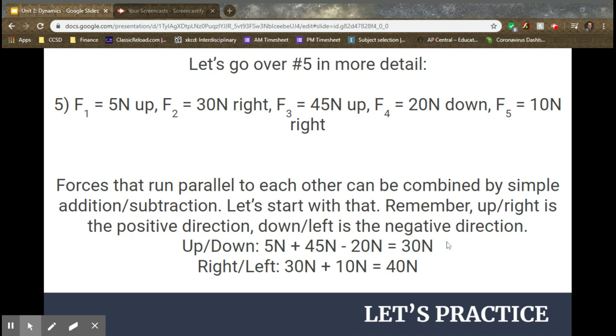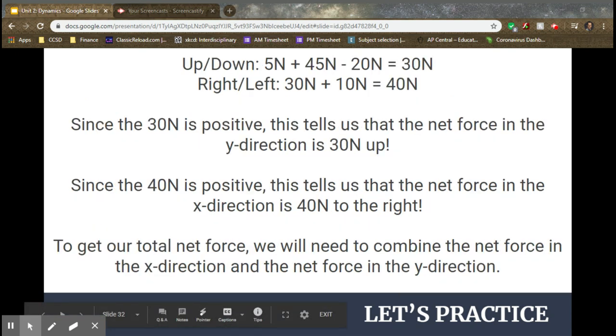Positive 30 newtons means that it's 30 newtons up. Now I looked at the right-left direction and I got 40 newtons. Positive 40 newtons means it's going to the right. So right now I have a net force in the vertical direction of positive 30 newtons, and a net force in the horizontal direction of positive 40 newtons.